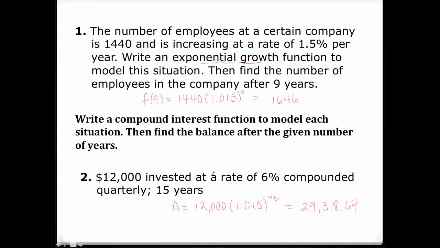In our second example, we went back to our compound interest and we used a quarterly interest rate, or quarterly compounding. I'm so sorry. Here's my function, and we're going to end up with $29,318.64. And I've got 3 more review problems for you.